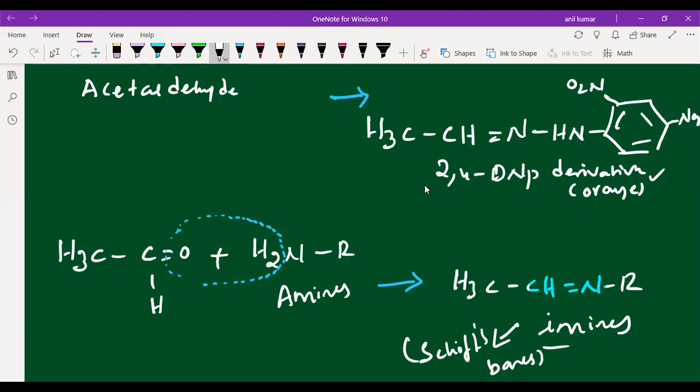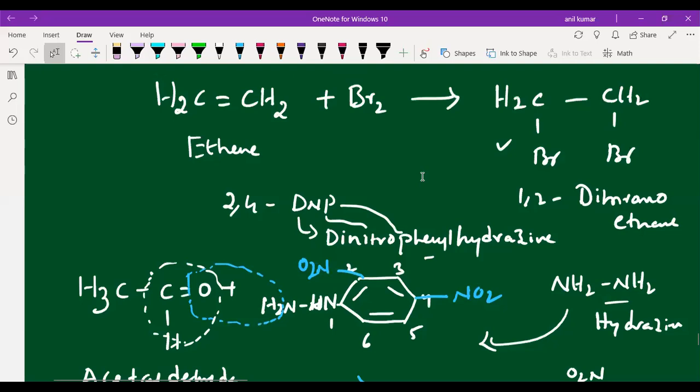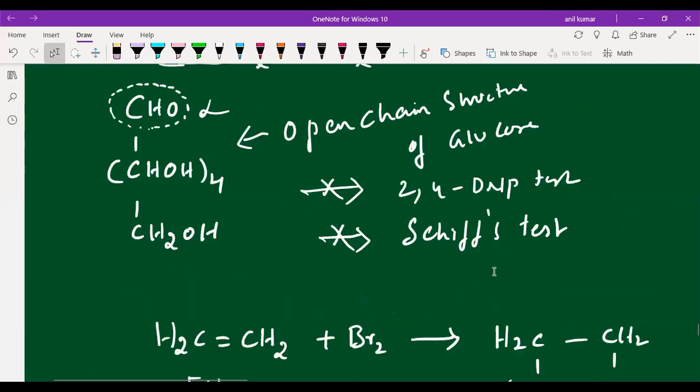These tests won't be shown by glucose. Glucose won't show Schiff's test, and glucose doesn't show the sodium bisulfite test also, students. Sodium bisulfite, what is the formula? NaHSO3, or we call it sodium hydrogen sulfite. The aldehyde group present in glucose won't show the 2,4-DNP test, Schiff's test, or the sodium bisulfite test. So that's why the open chain structure of glucose has certain drawbacks.